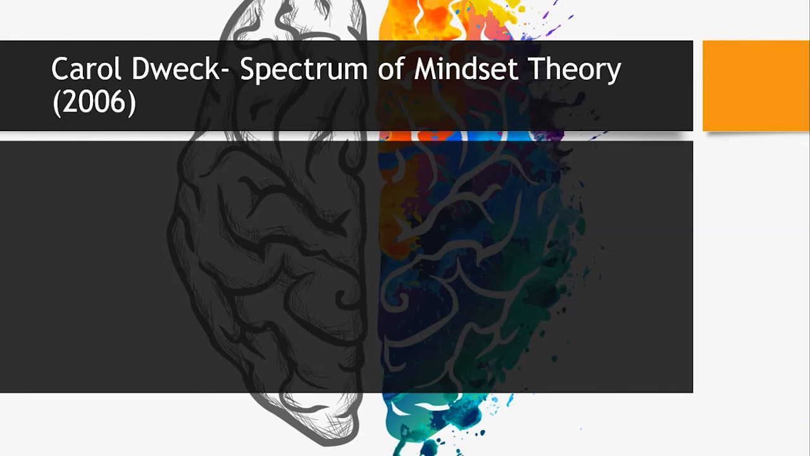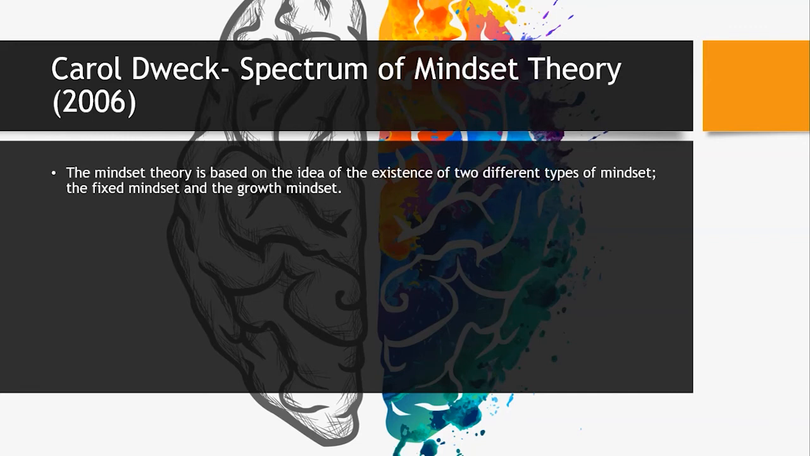Next is Carol Dweck's spectrum of the mindset theory. Mindset theory is based on the idea of the existence of 2 types of mindsets. First one's fixed and the second one is growth.